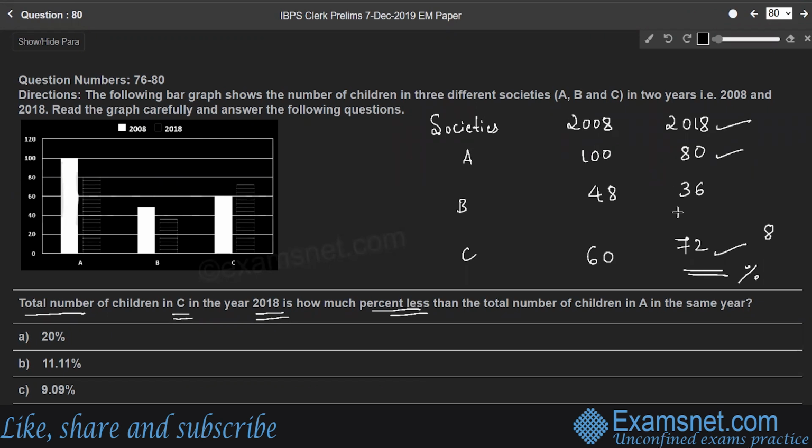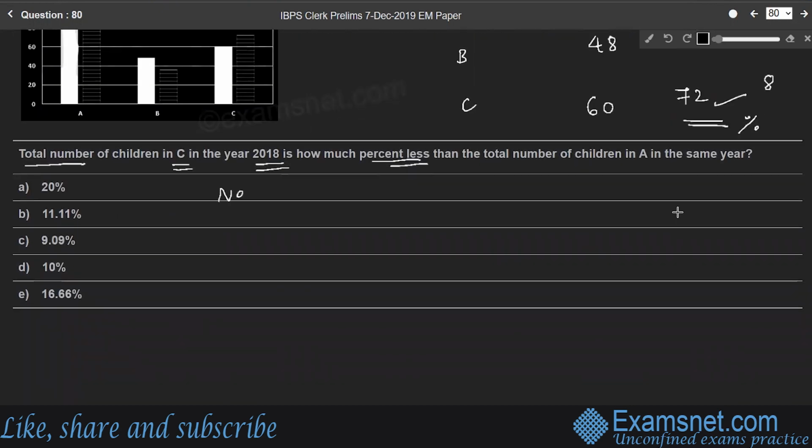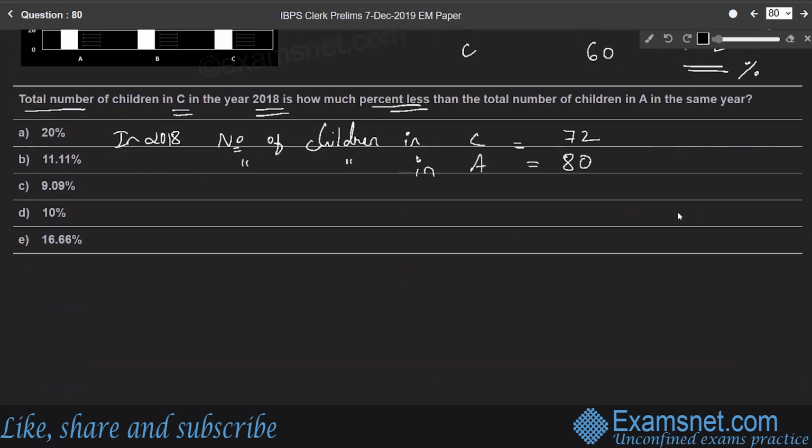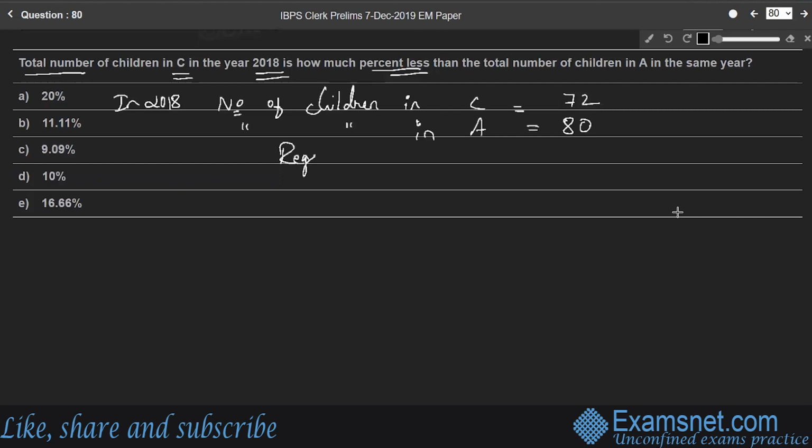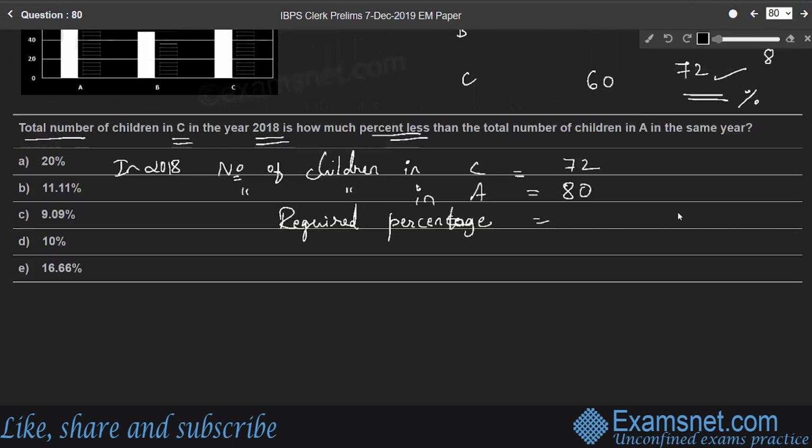Therefore, total number of children in C in 2018, so number of children in C is 72 and that of in A is 80, right? So the required percentage is the number of students who are less.